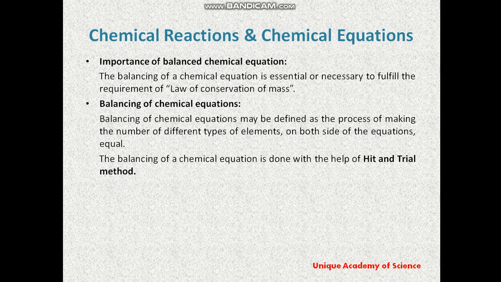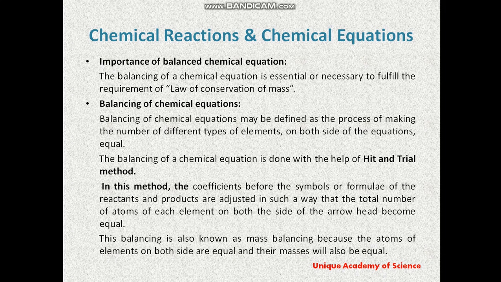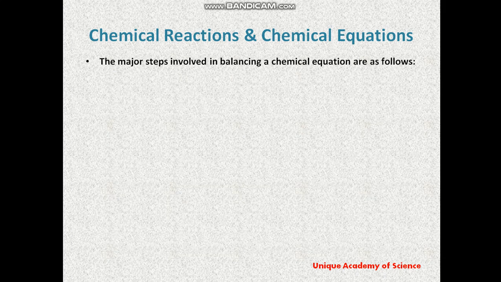Now the balancing of a chemical equation is done with the help of the hit and trial method. Here we use the hit and trial method. It helps to balance the chemical equation, in which the coefficients before the symbol or formula of the reactants and products are adjusted in such a way that the total number of atoms on both sides is equal. Okay, so this balancing is known as mass balancing, because the atoms of the elements on both sides are equal and their masses will also be equal.